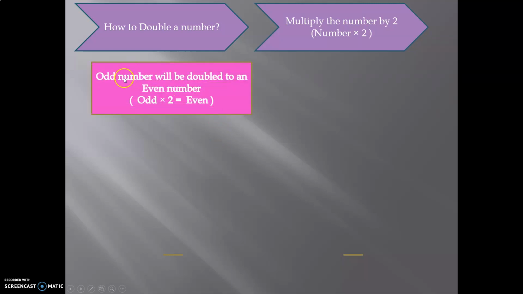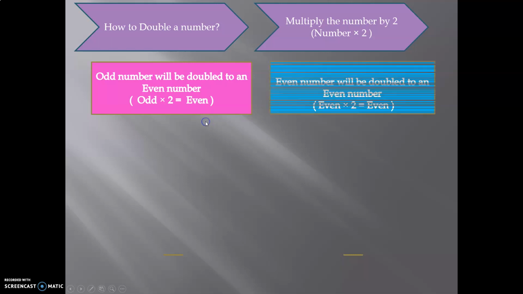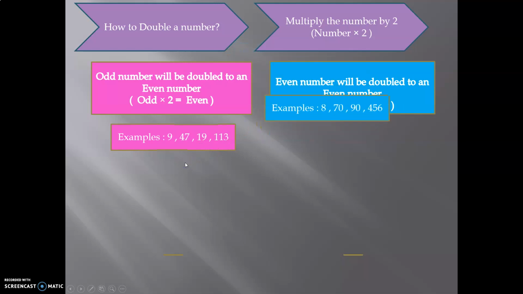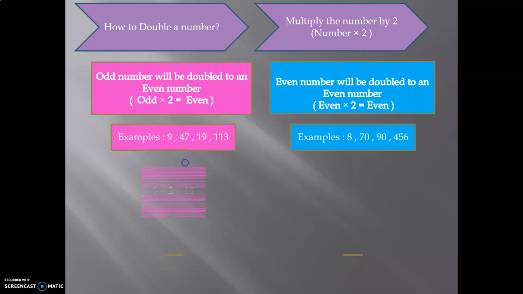So if you have an odd number and you want to double it, you just multiply it by 2 and you will get an even number. The answer will be even. But if you have an even number and you double it by multiplying it by 2, you get an even answer also, an even number. Here are examples of odd numbers and examples of even numbers. Here is how to double any number.